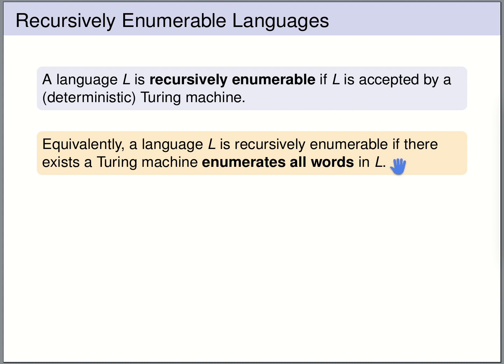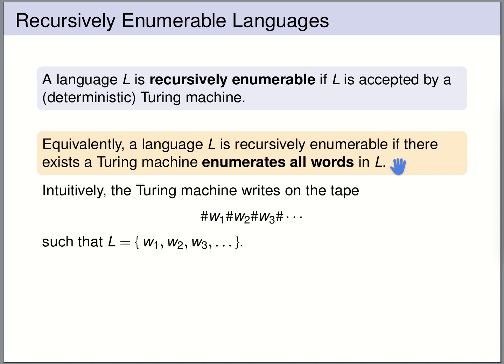The name recursively enumerable comes from the fact that there is also an equivalent, another definition, namely we can define that a language L is recursively enumerable if there exists a Turing machine that enumerates all the words in the language L. You can think of this as follows. The Turing machine enumerates the words in the language by writing all the words on the tape one after another. So it writes W1, W2, W3, W4 and so on, separated by some special symbol, in such a way that the language L is the set of all the words that appear between these special symbols.